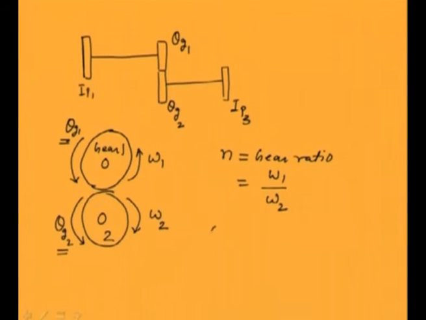So the relationship between these two displacements will be like this. The minus sign is because in the figure they are in the same direction, but they should be in the opposite direction for the actual case.